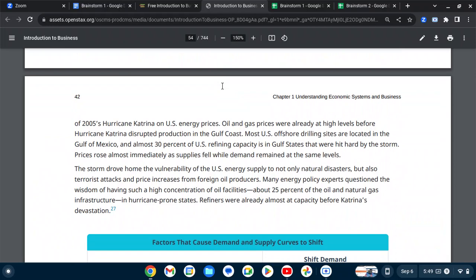The storm drove home the vulnerability of the U.S. energy supply to not only natural disasters but also terrorist attacks and price increases from foreign oil producers. Many energy policy experts questioned the wisdom of having such a high concentration of oil facilities, about 25% of the oil and natural gas infrastructure in hurricane-prone states. Refiners were already almost at capacity before Katrina's devastation.